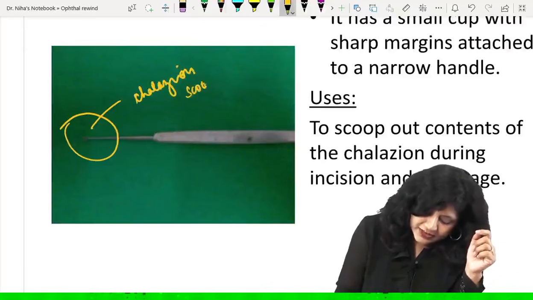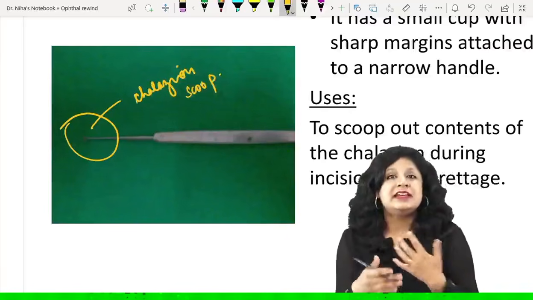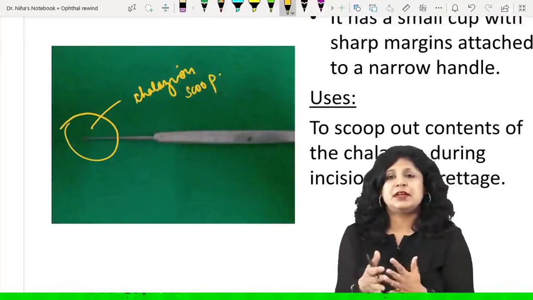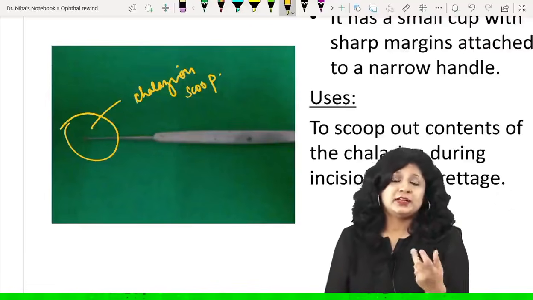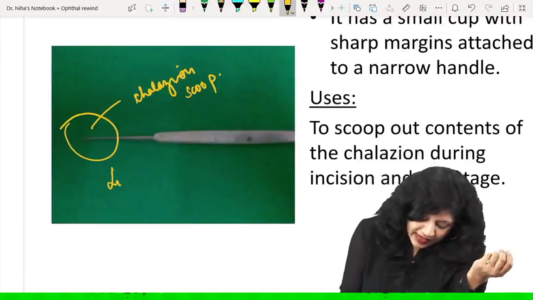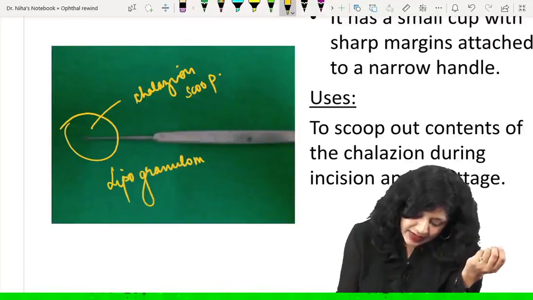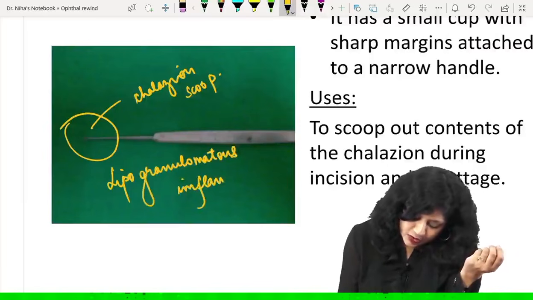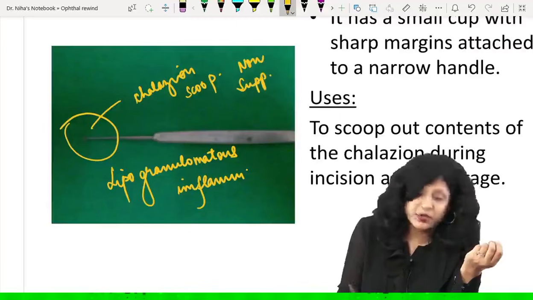Now, what is chalazion and why do you require the scoop here? Chalazion is a lid infection. It is the most common type of lid infection that you are getting in chronic people. It's a nodular one showing lipogranulomatous inflammation. It is non-suppurative, no pus you are getting here.